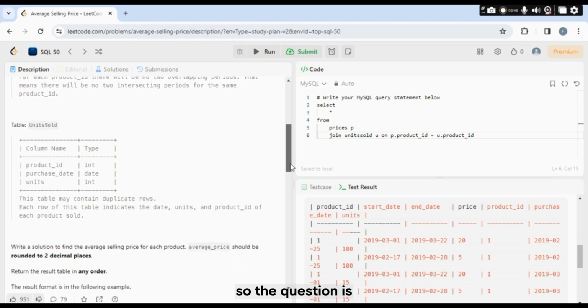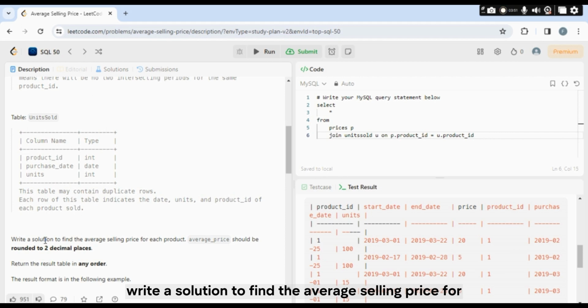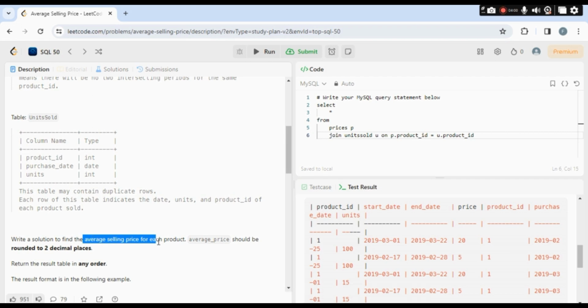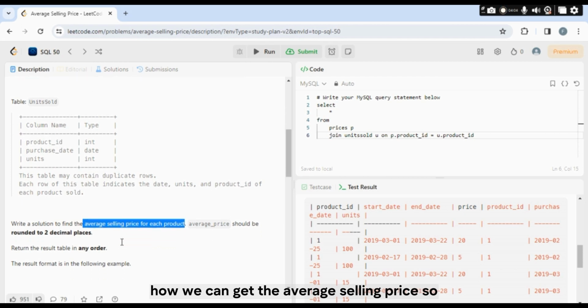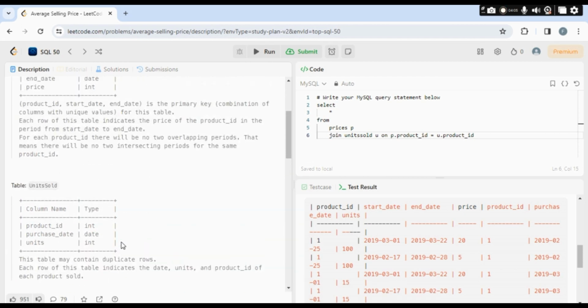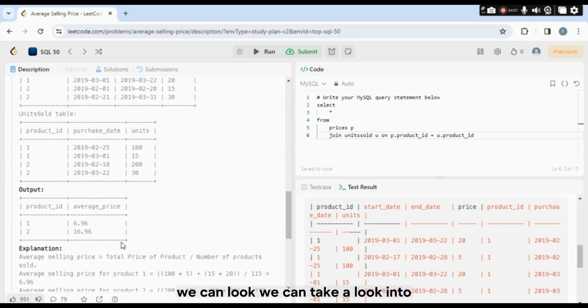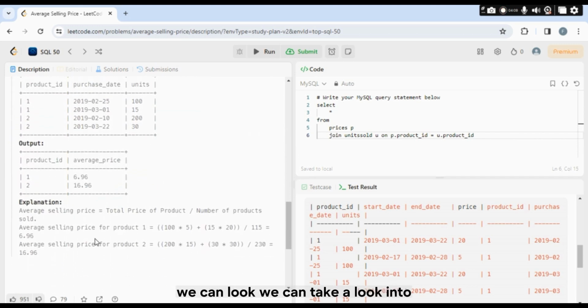So the question is, write a solution to find the average selling price for each product. So we have to find the average selling price for each product. How can we get the average selling price? We can take a look into this explanation. So average selling price is total price of product divided by number of products sold.